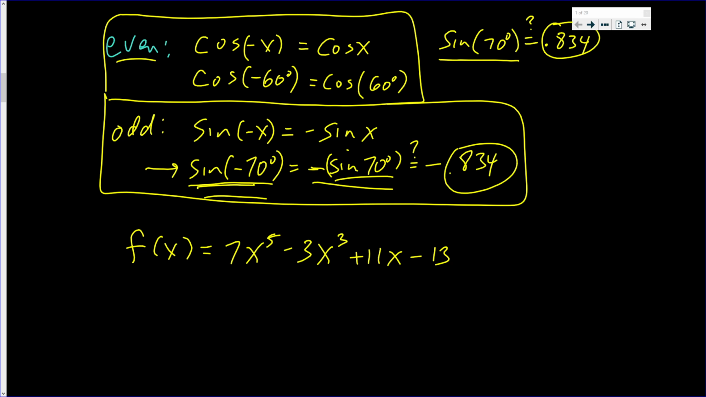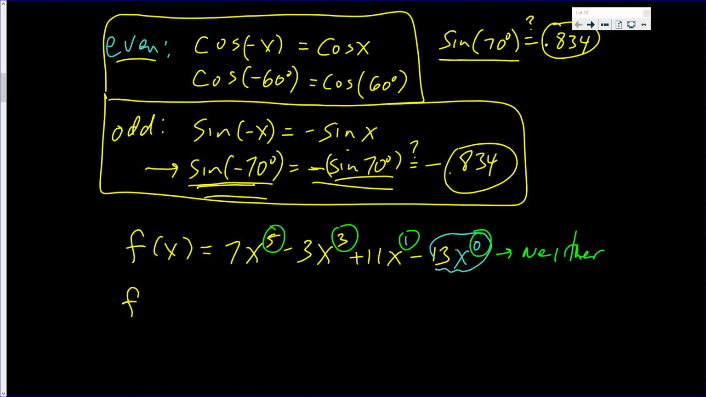What you need to realize is that 13 is the same as 13 times 1, where I write 1 as x to the 0. This is still 13. And what happens here is not all the exponents have the same parity. They aren't all even, nor are they all odd. This function is neither odd nor even.